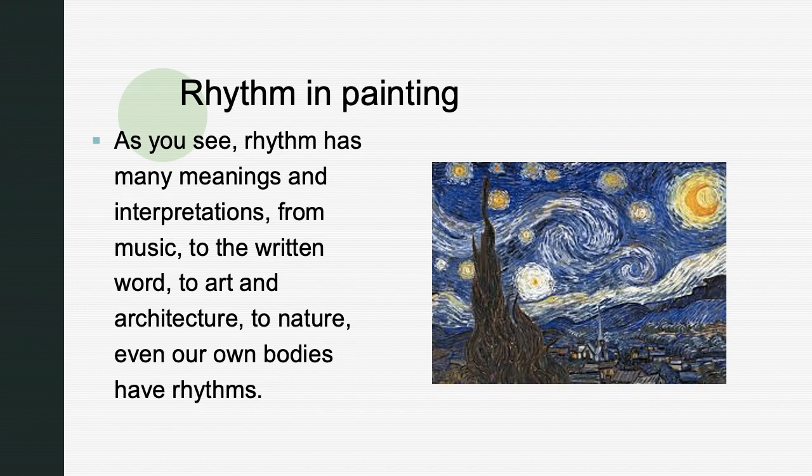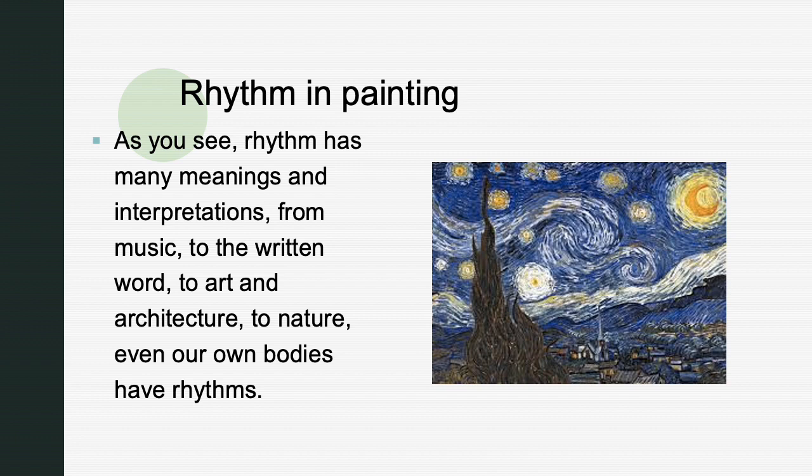Now, what is rhythm in painting? As you see, rhythm has many meanings and interpretations, from music to written words like poetry, to art and architecture, to nature. Even our own bodies have rhythms.